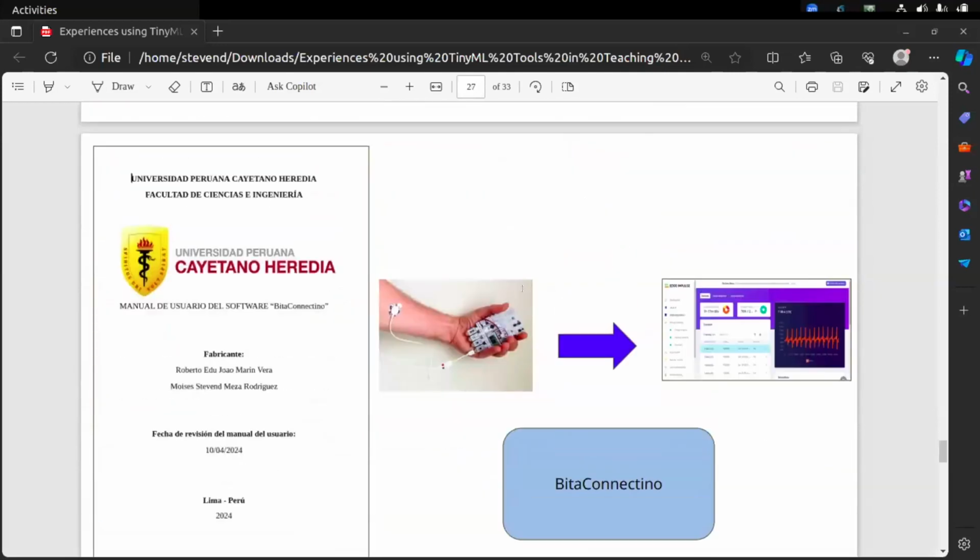The other activity we developed was Beta Connectino. Before explaining a bit more: in our classes, the data from Vitalino we uploaded manually to Edge Impulse. But during the session, one group developed Beta Connectino, a tool that uploads automatically, using the API of Edge Impulse and of course the API of Vitalino.